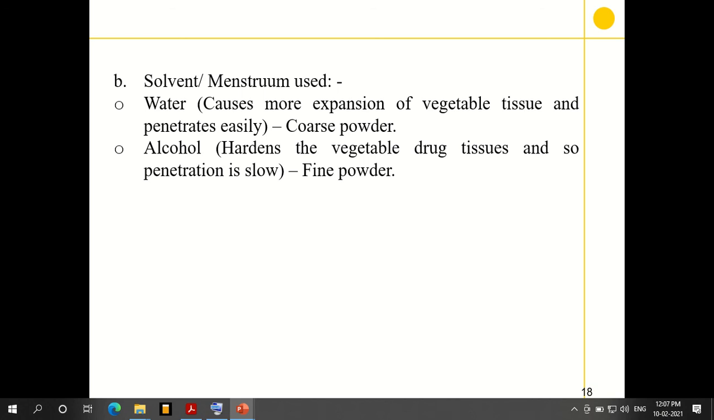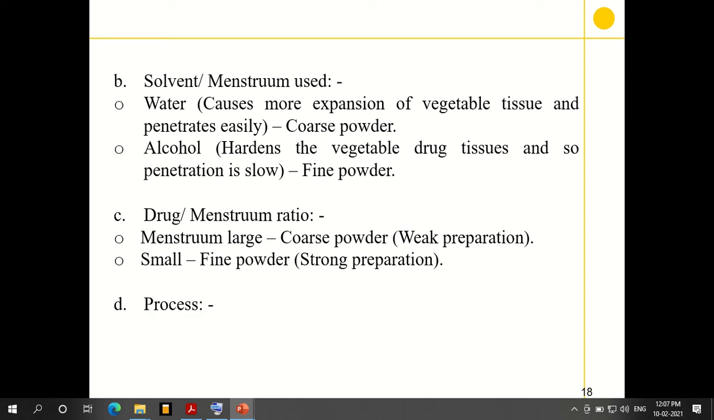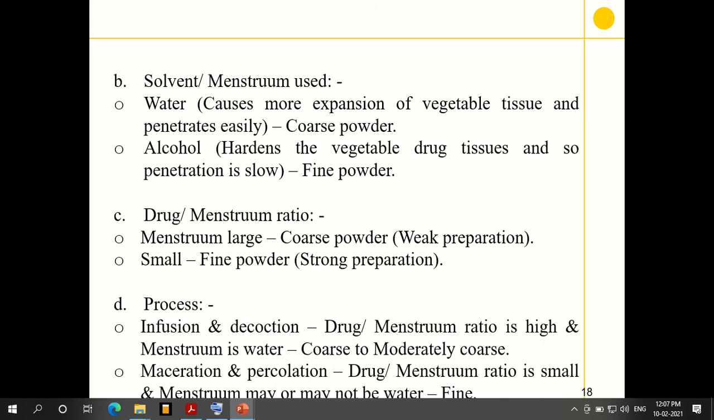Like if it is water, there is always more expansion of vegetable tissue and it penetrates easily, so we can easily get the size reduction. And if organic solvents like alcohol are used, they will harden the vegetable drug tissues, so penetration is low and we get a fine powder. And regarding the menstruum, if it is large, we can expect a coarse powder; if it is small, then we can expect a fine powder.